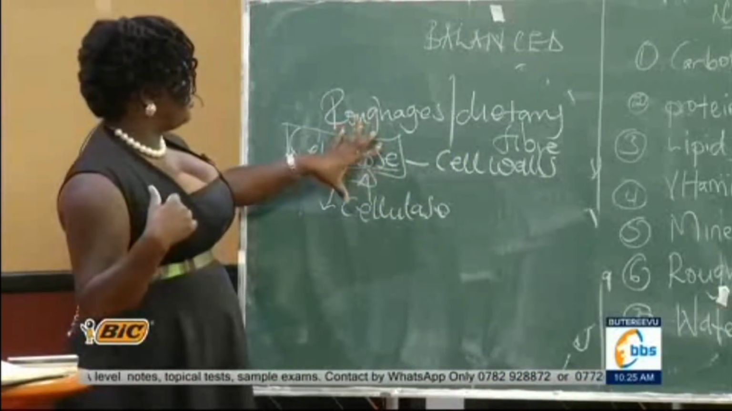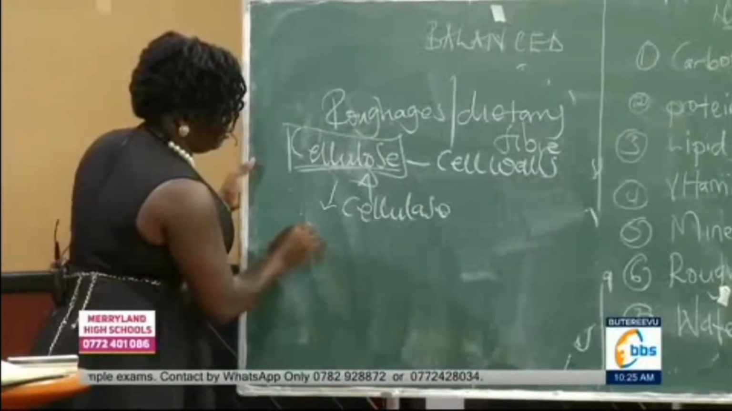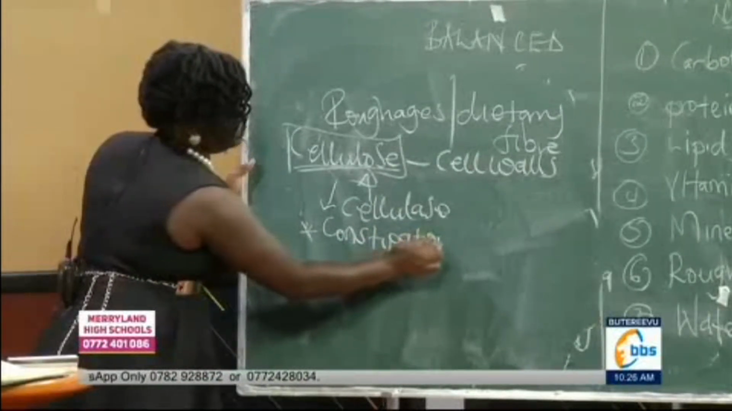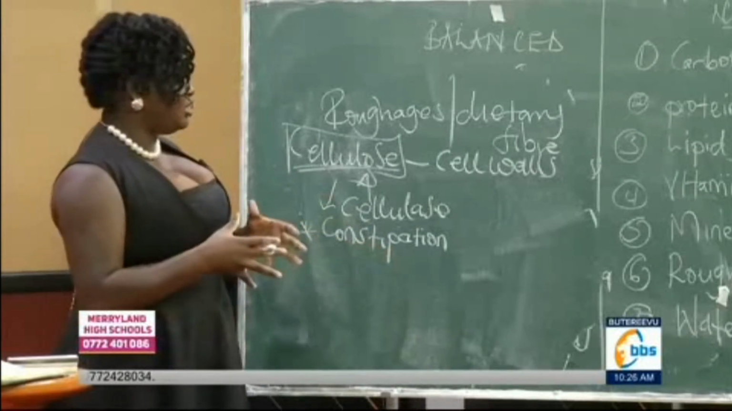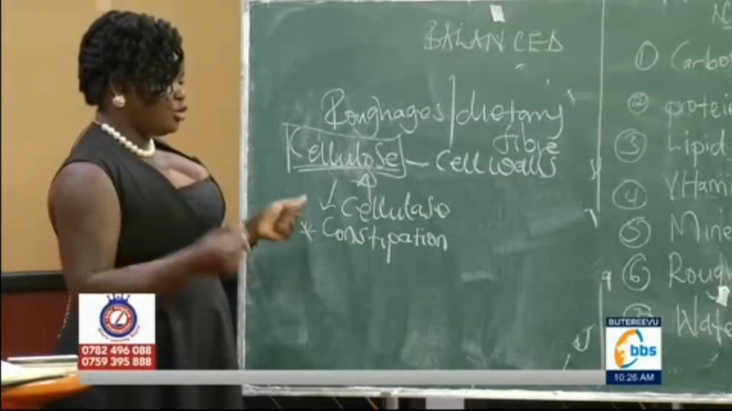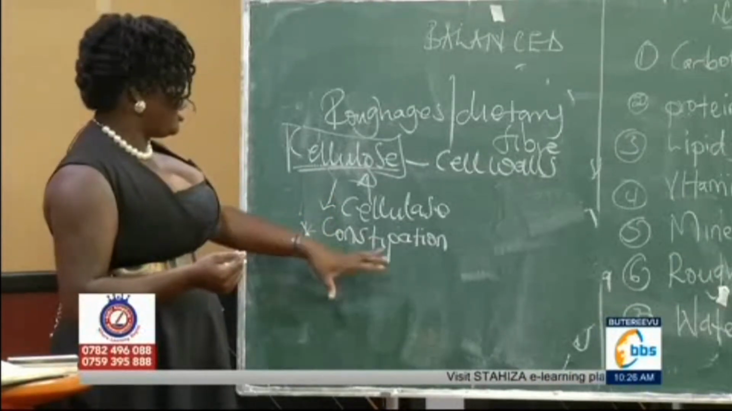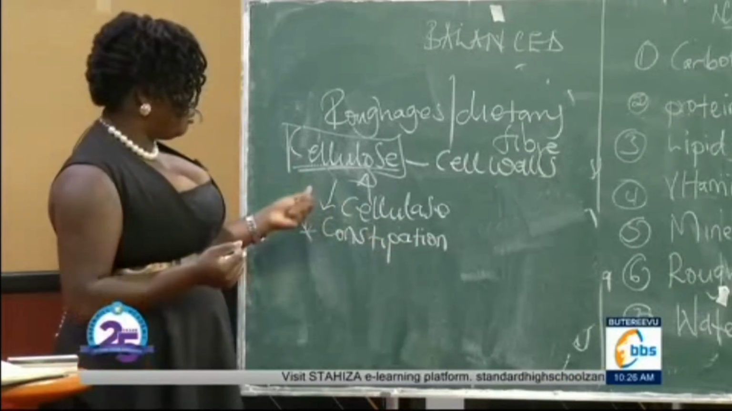What is the importance of roughages in our diet? Roughages are very important because they prevent constipation. Constipation is that process whereby when you reach a time of bogging, you go to the toilet and you're struggling to get the feces out. And sometimes some of you will call your parents or any person. You get it so painful.